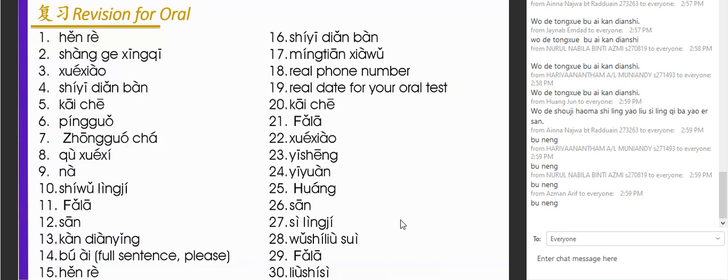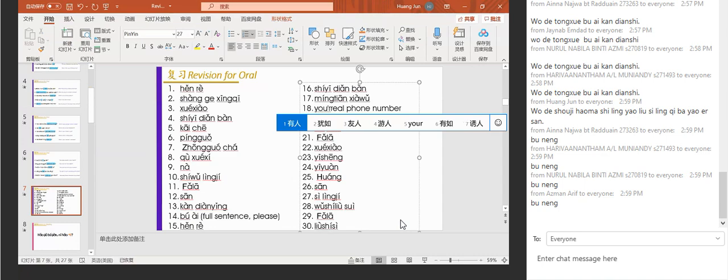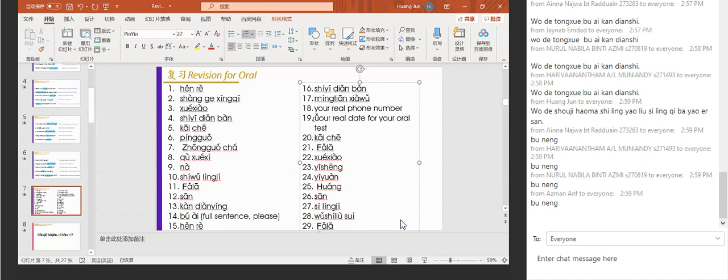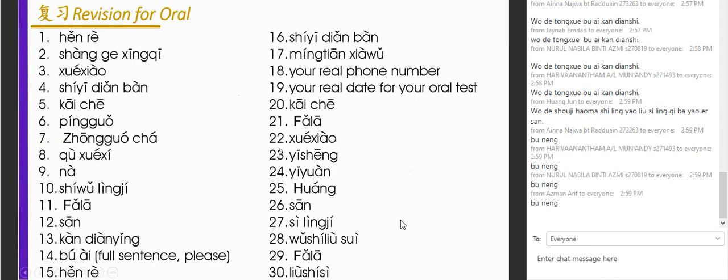So for question 18, you have to answer your real phone number. Okay. Then number 19 here, you have to answer your real oral test date. Cannot randomly give me any date. So for the phone number, you answer your own phone number.